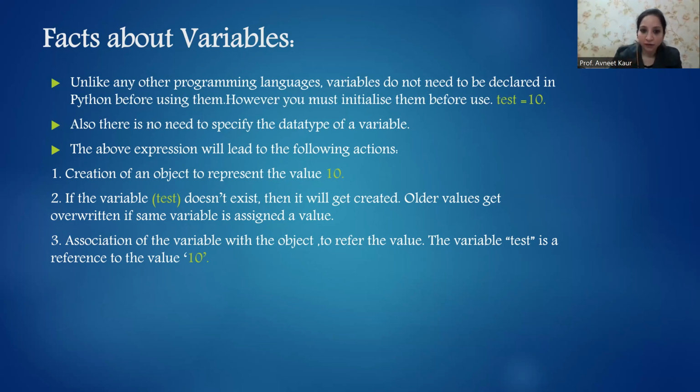Association of the variable with the object to refer the value. The variable test is a reference to the value 10. So you are associating a value to a variable, actually to an object. This association takes place whenever you write a sentence like this, test is equal to 10. So you are using an assignment operator, equal to, to assign a value to this name called a variable, test.